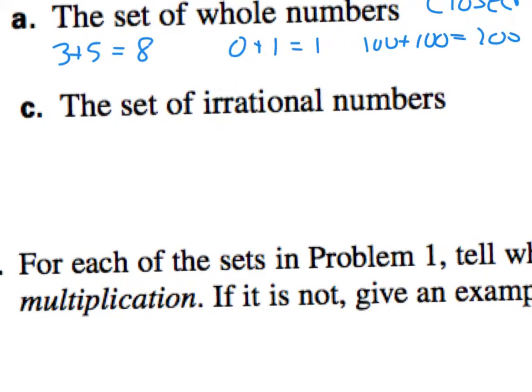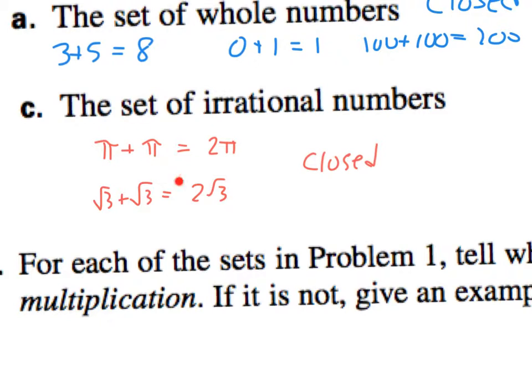The set of irrational numbers. So let's see. What if I had pi and I added it to pi? How many pi's do I have? 2 of them. And notice that 2 pi is irrational. Radical 3 plus radical 3 equals 2 radical 3. Yes, closed. Because an irrational plus an irrational gives me just more irrational.